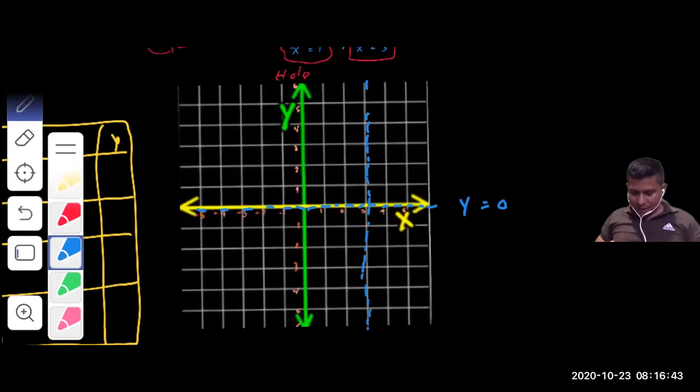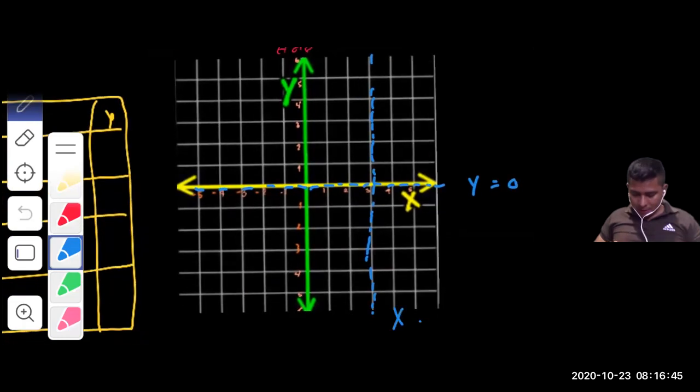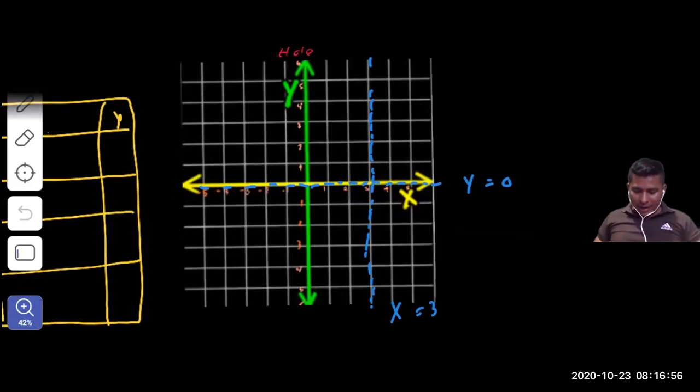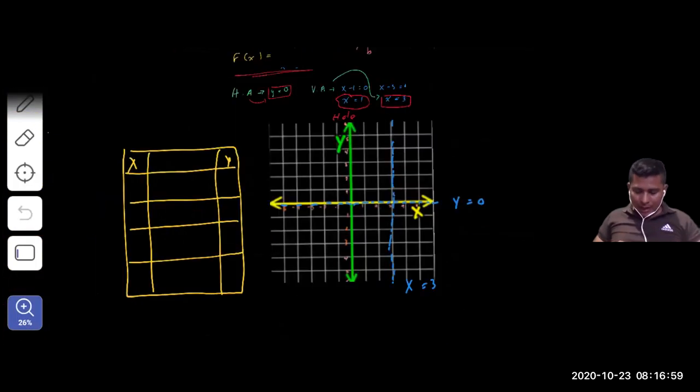Okay, this is not a straight line, but x equals positive 3. This is all my asymptote, guys. What is next? We're going to take some values to the right and left, and let's see how the graph behavior is going to be. Let's take x equals 3, right? That's the middle of the table.